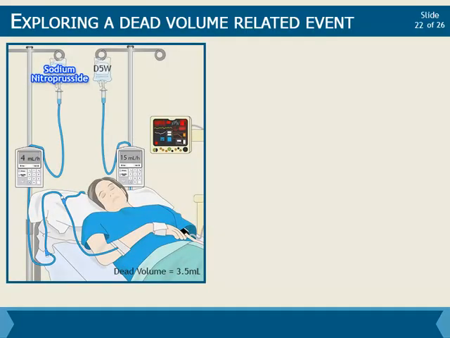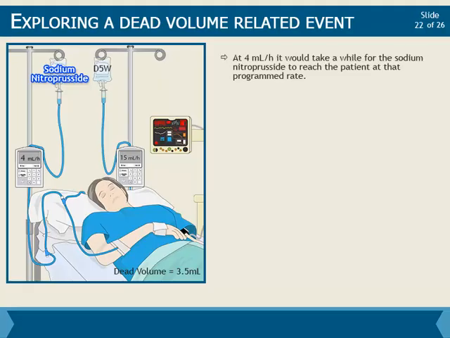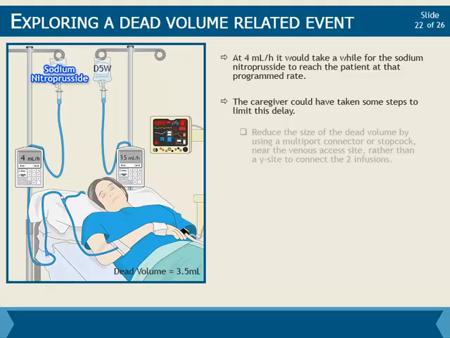In this case, had the caregiver understood the impact of dead volume, they may have recognized that at 4 milliliters per hour, it would take a while for the sodium nitroprusside to reach the patient at that programmed rate. Rather than waiting more than 11 minutes for the patient to receive the medication, the caregiver could have taken some steps to limit this delay. One step could be to reduce the size of the dead volume by using a multi-port connector or stopcock near the venous access site rather than a Y site to connect the two infusions.